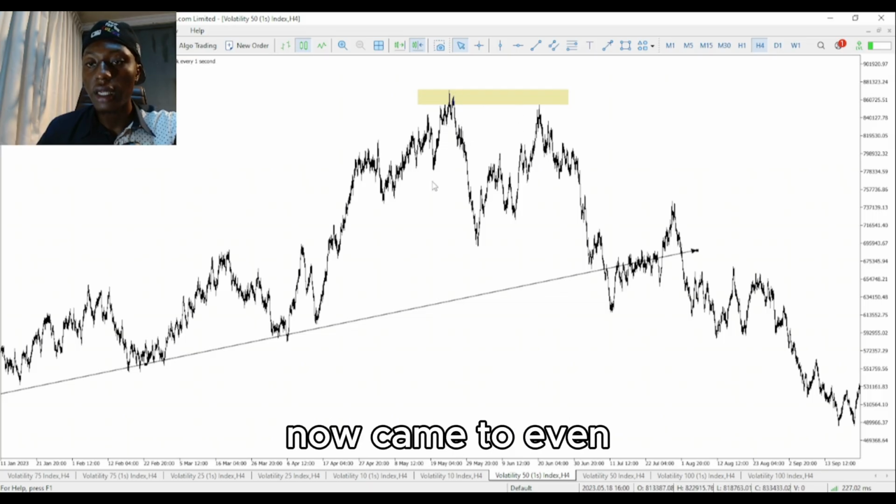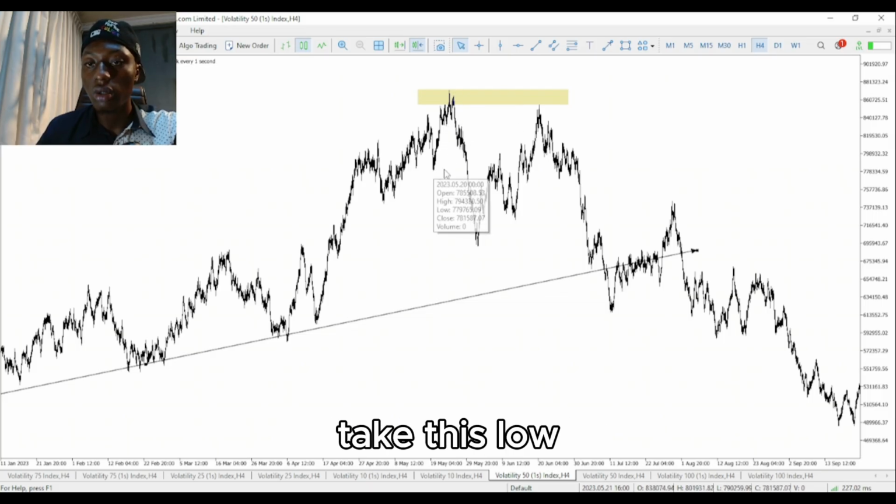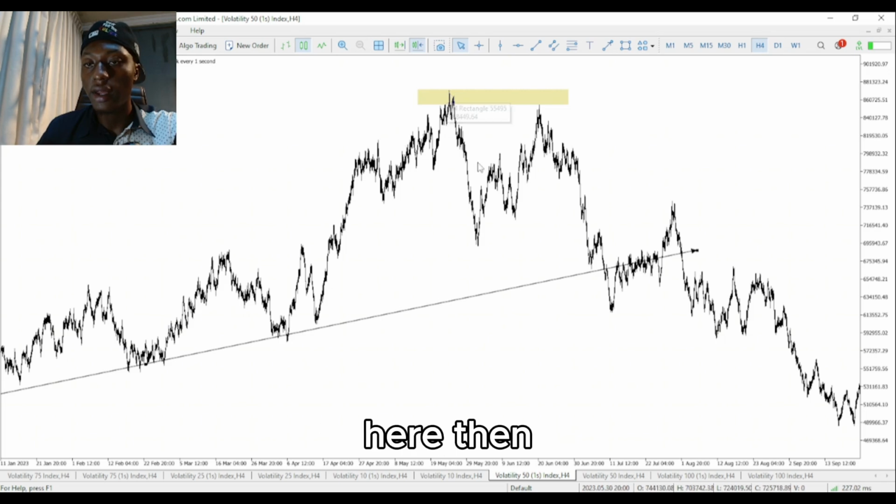Then the market came to even take this low, but this is the major one actually. So this is the major low here. Then this is the major high here. Then it was going to break this high to continue the trend after the market had done this retracement move, but as it continued to buy, it failed to create a new high. You see the market now fall down and take out this major low. So this now shows the change of structure.